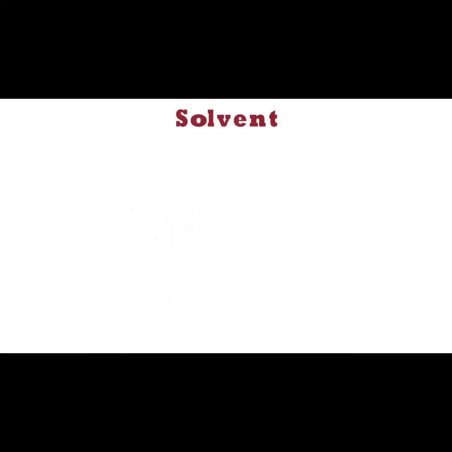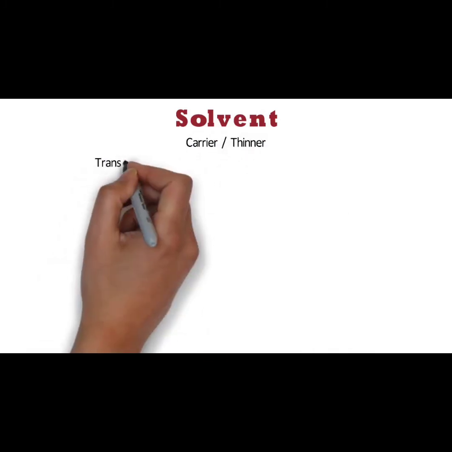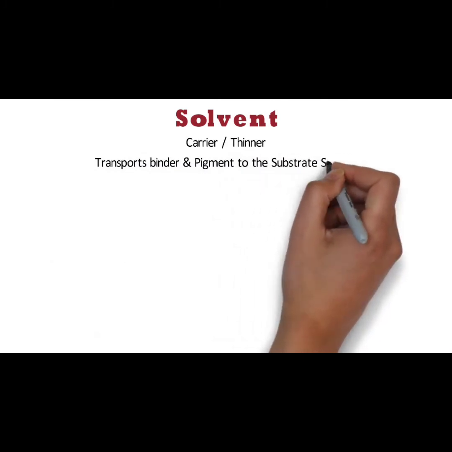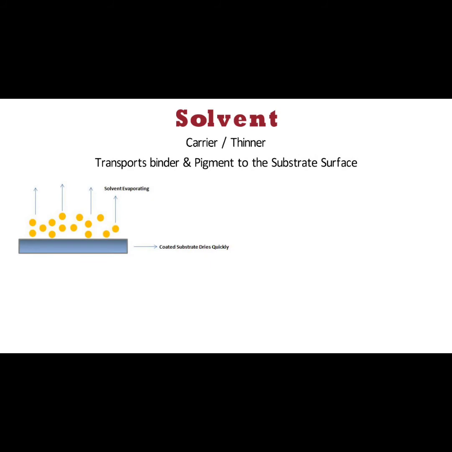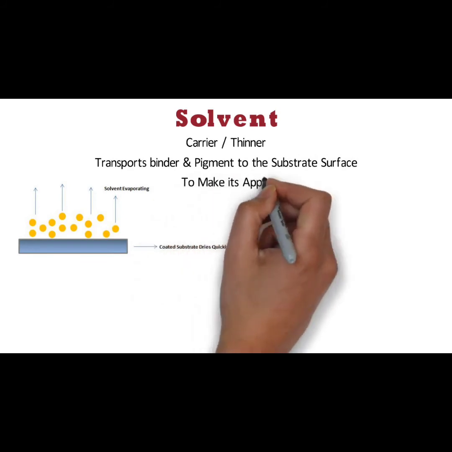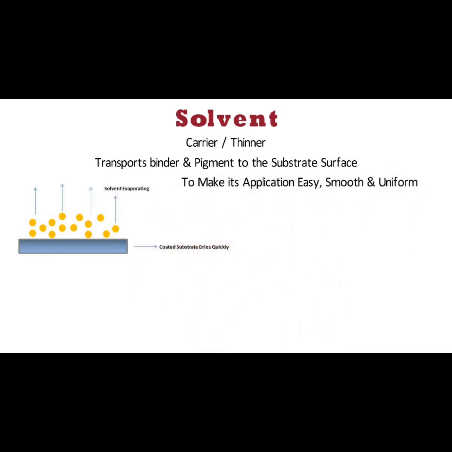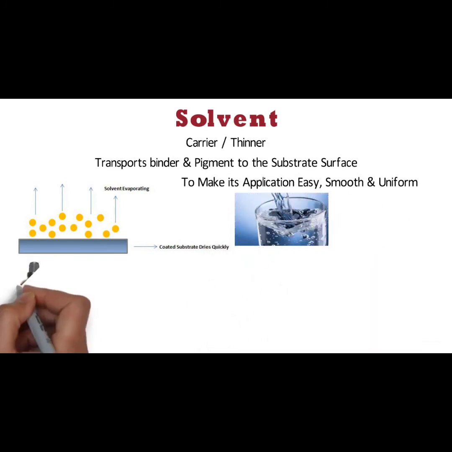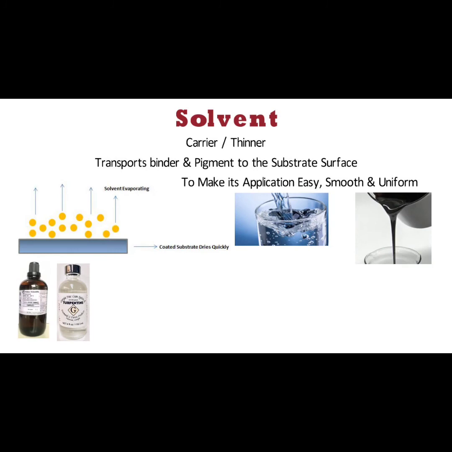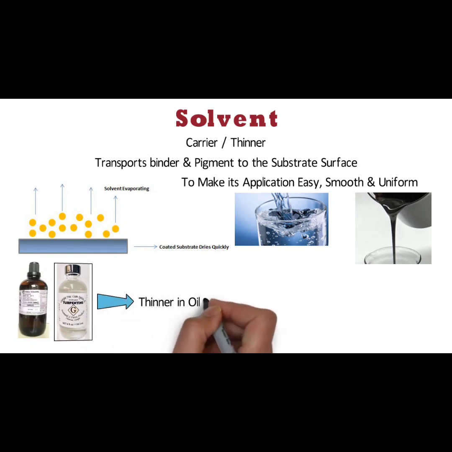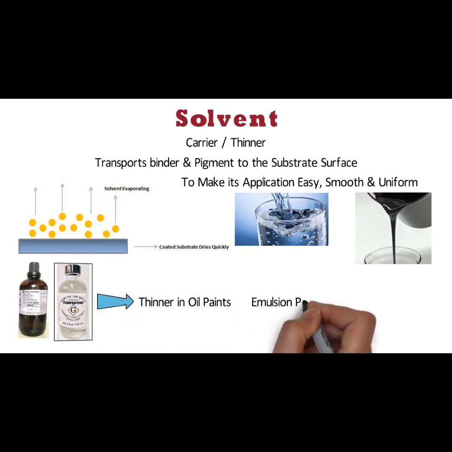Solvent. It is also known as carrier or thinner. It is simply responsible for transporting the binder and pigment to the substrate surface. It evaporates as the paint dries. It is added to paints in order to make its application easy, smooth, and uniform. Water, petroleum spirits, turpentine, and coal tar hydrocarbons are some of the commonly used solvents. Turpentine is generally used as thinner in oil paints. In emulsion paints, water is used as a thinner.